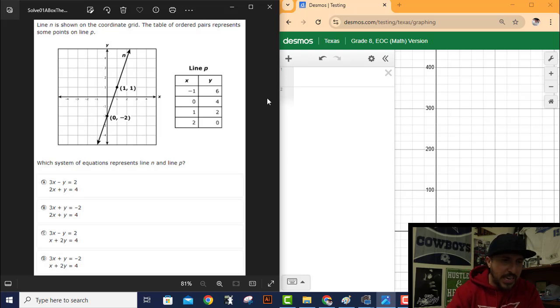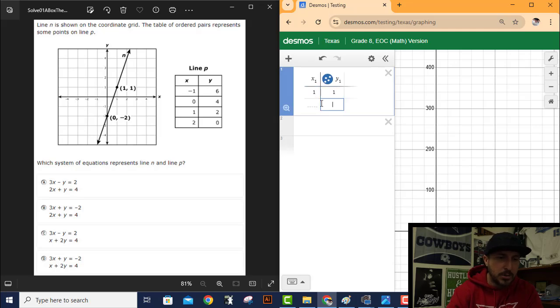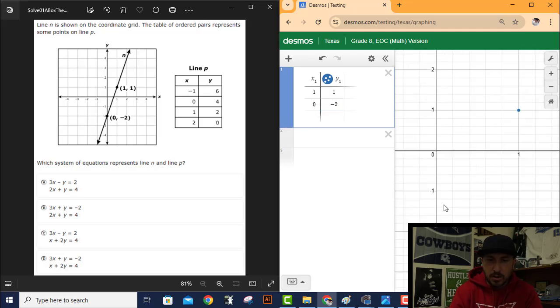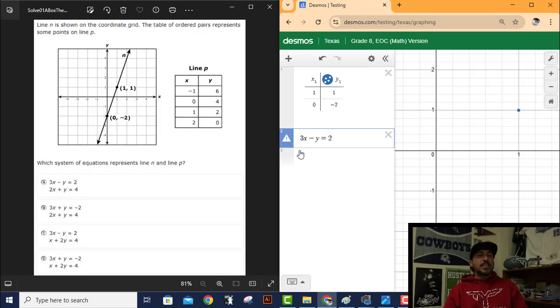So this first picture, look, they gave me 2 points. Guess what? I'm about to put those 2 points in. I got a 1 with a 1 and a 0 with a -2. Hit the magnifying glass. Okay, here's 1 point. There's another point. So let me type in choice A. It says 3x minus y equals 2. Oh, it doesn't work. What's going on? Hit the triangle. I don't know what to do here. I have no idea what to do here.